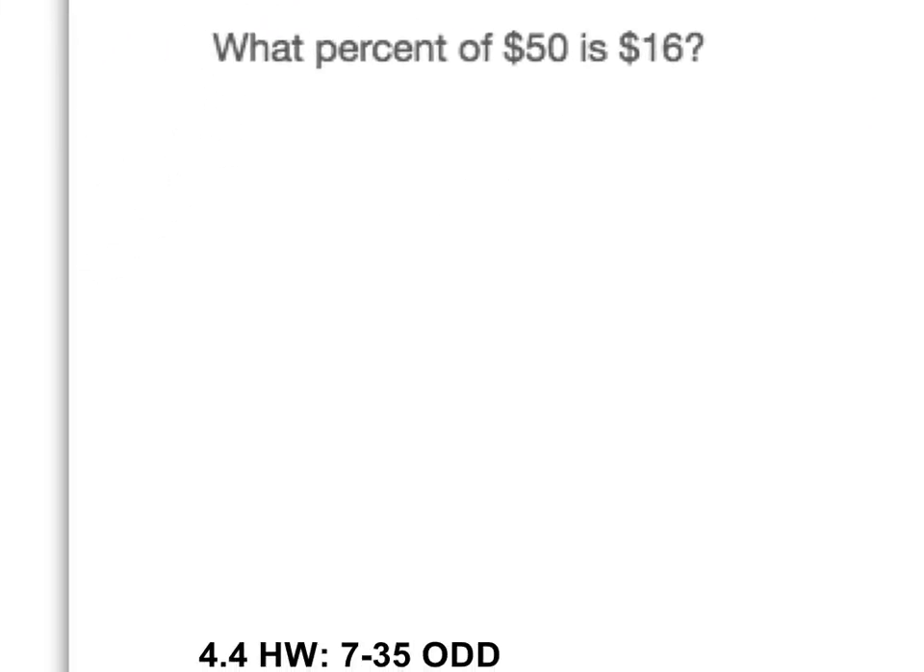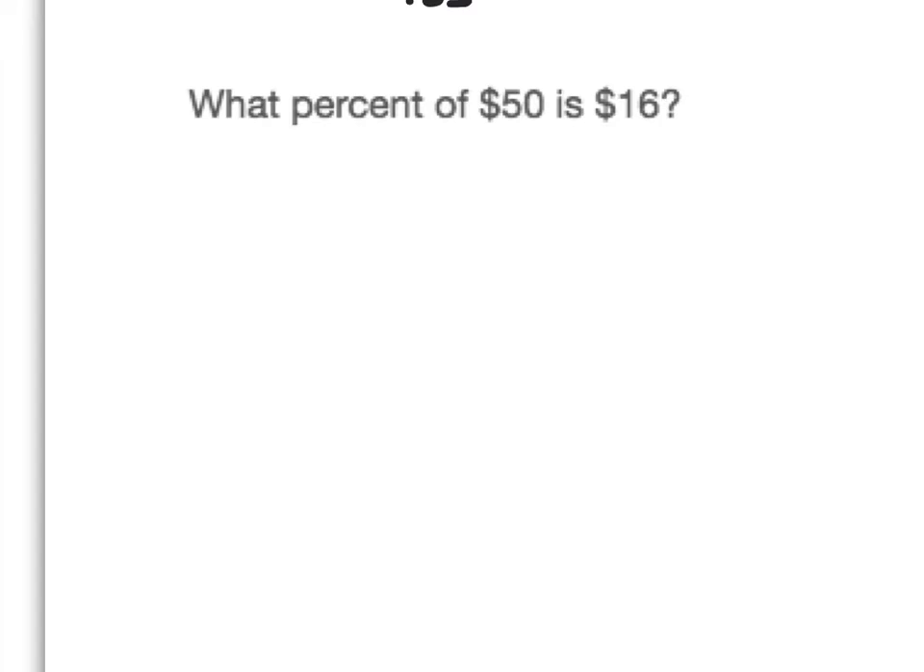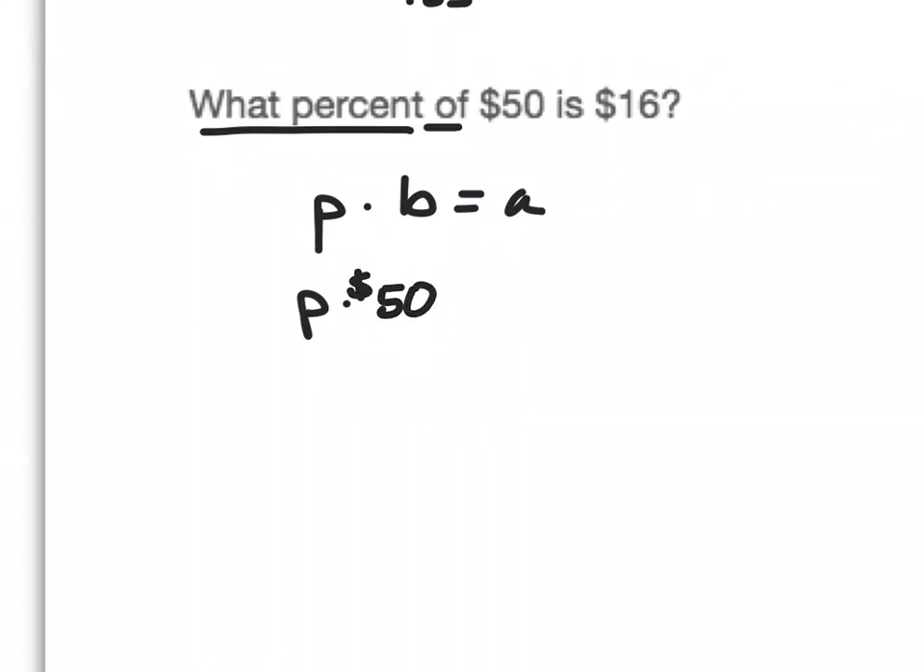On this one, it's asking for percent. So let's write out our equation again: P times B is equal to A. It says, what percent of $50 is 16? It's asking for what percent, and that's our P value. So P times some number B, where of translates to multiplication, so of $50, B is $50, and that's going to equal $16.